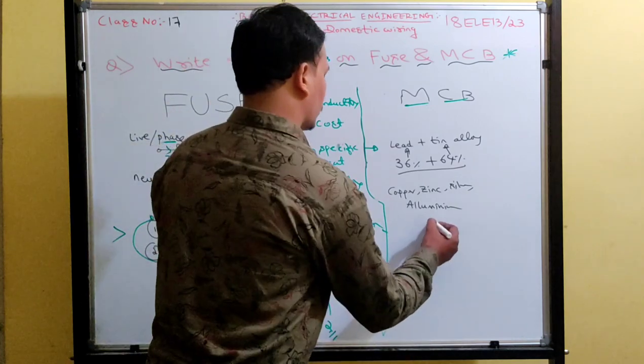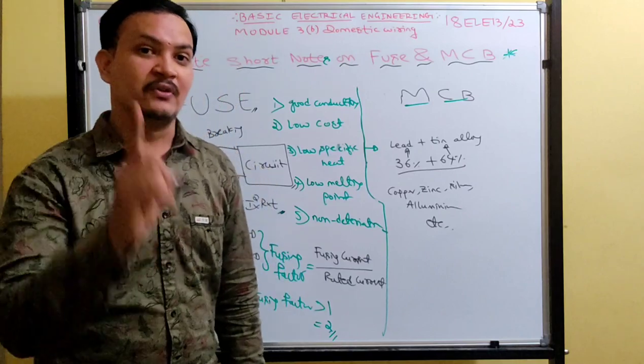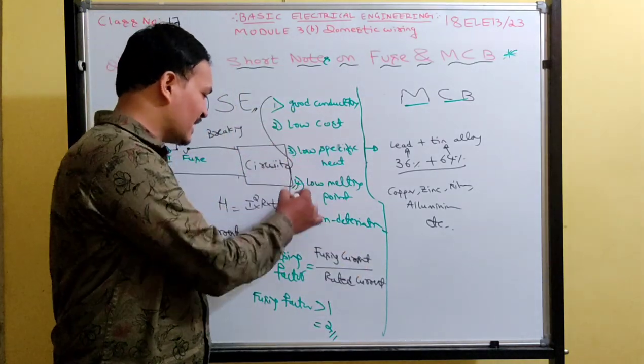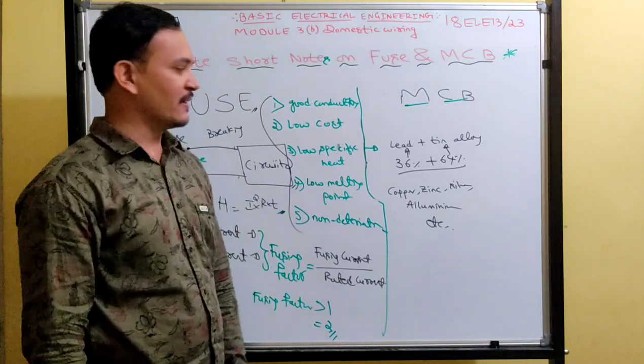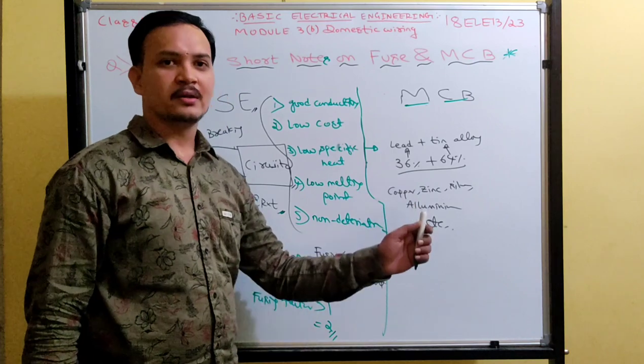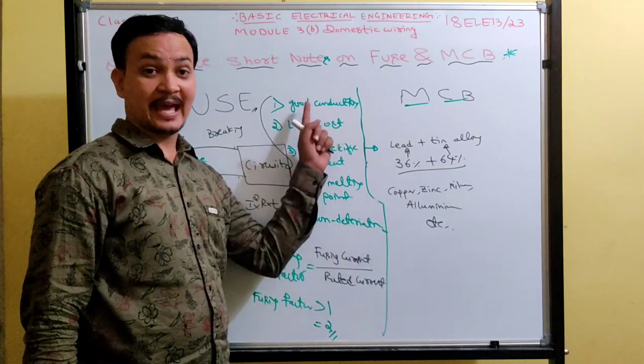So like that, you can use any type of material, but whatever fuse element you choose should satisfy these desirable characteristics. Out of all these, which one has good conductivity? Copper. So that should match the desirable characteristics.